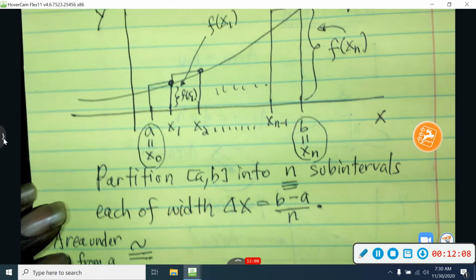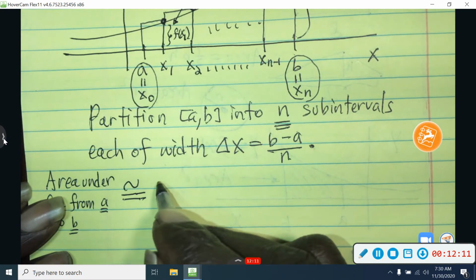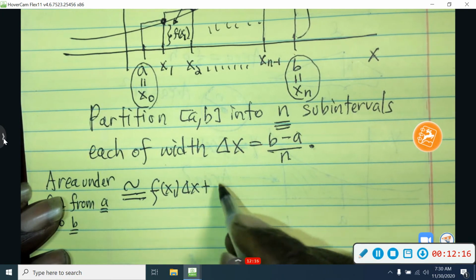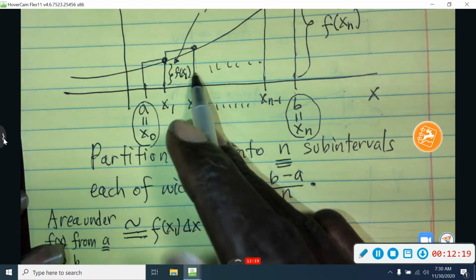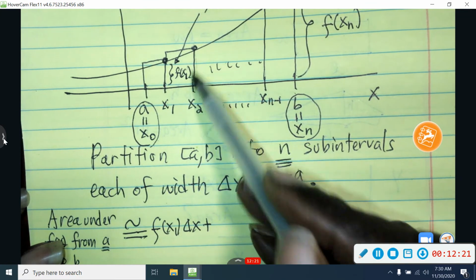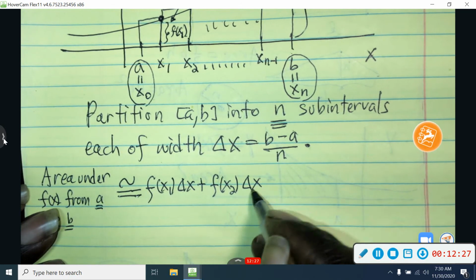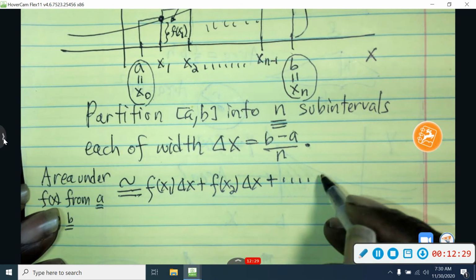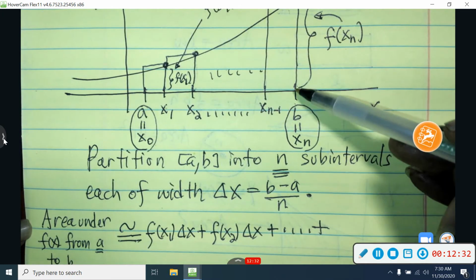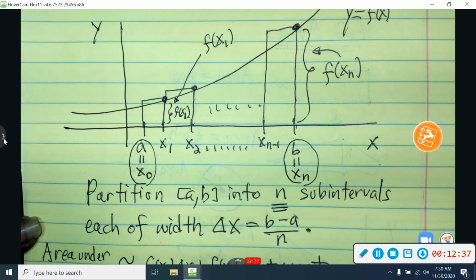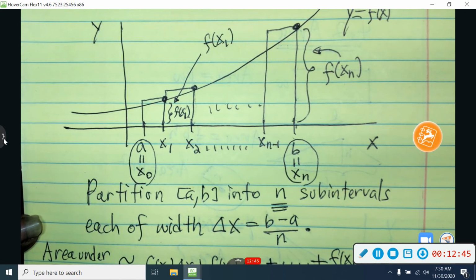Okay, so I'm going to add it up. Lengths times widths. So the first one will be f of x1 times the width, change in x, plus the next one will be f of x2 tall. See, right here, here's x2. That's f of x2 tall. F of x2 times the change in x, plus dot, dot, dot, until we get to the last one. And the last one here would be f of xb, which we called xn, tall. So 1 to n, f of xn times the change in x.